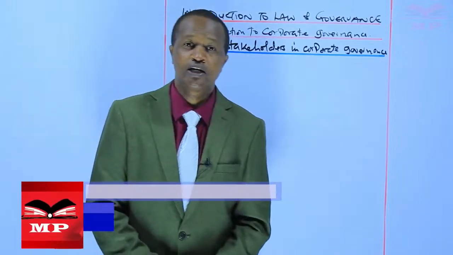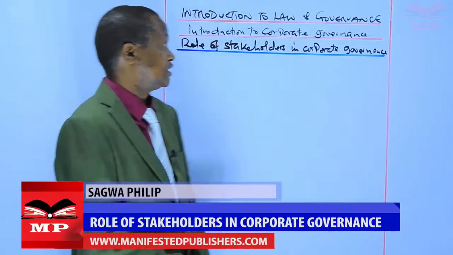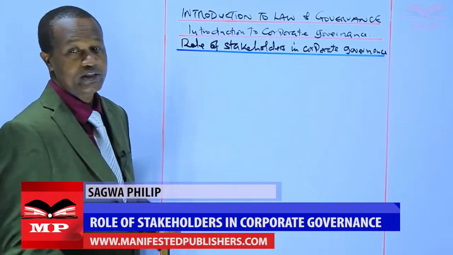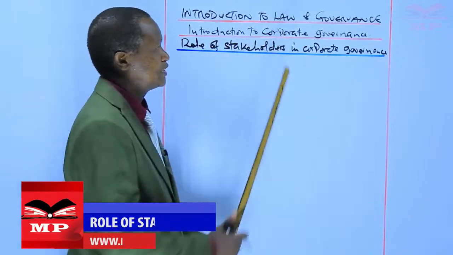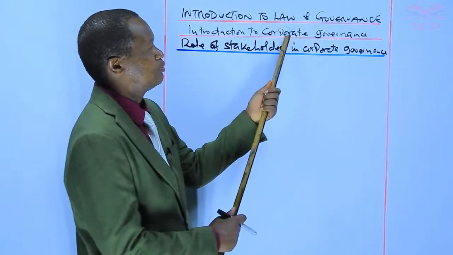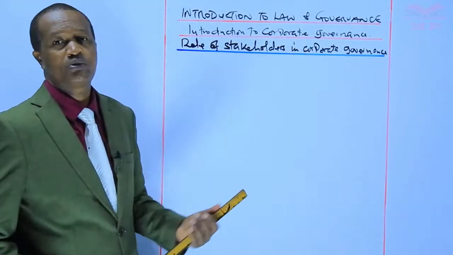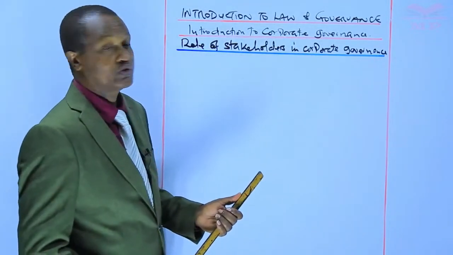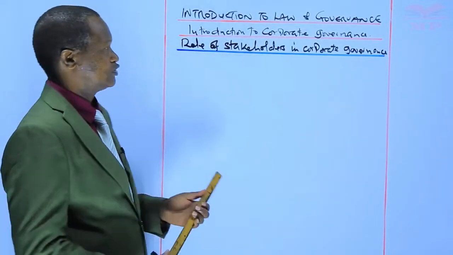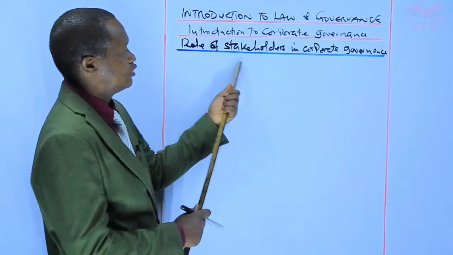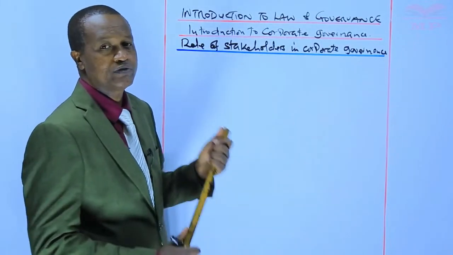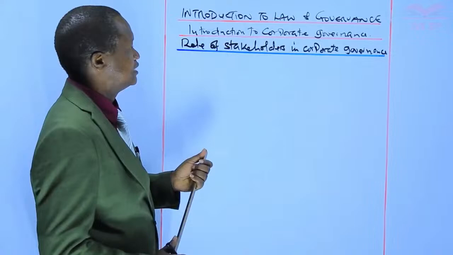Hello and welcome to the lesson. The subject is Introduction to Law and Governance. We continue with the topic Introduction to Corporate Governance. In our previous sessions, we defined corporate governance as the way in which corporations are controlled and managed and also directed. In today's lesson, we will study the role of stakeholders in corporate governance.